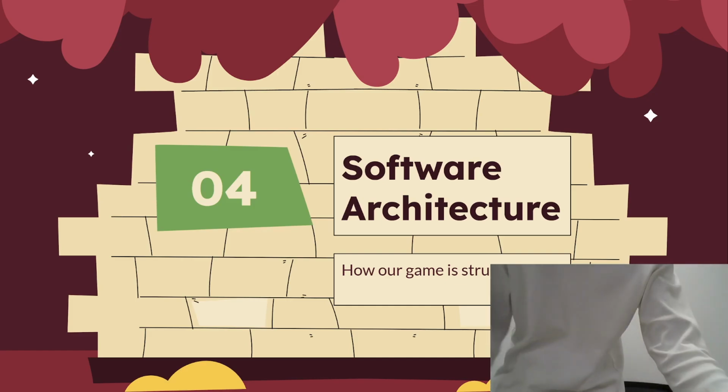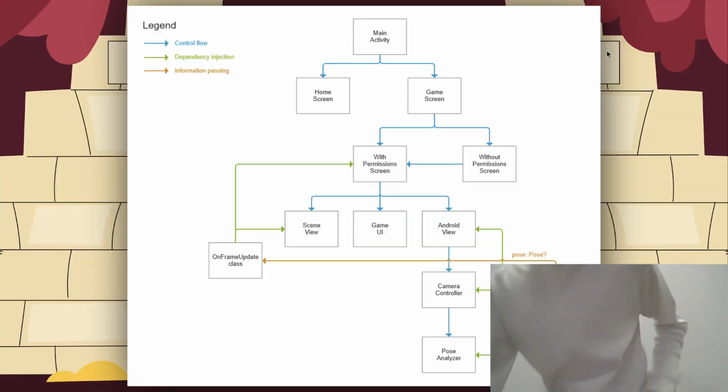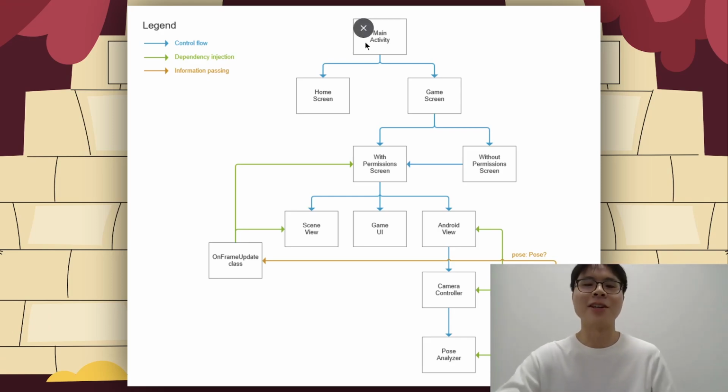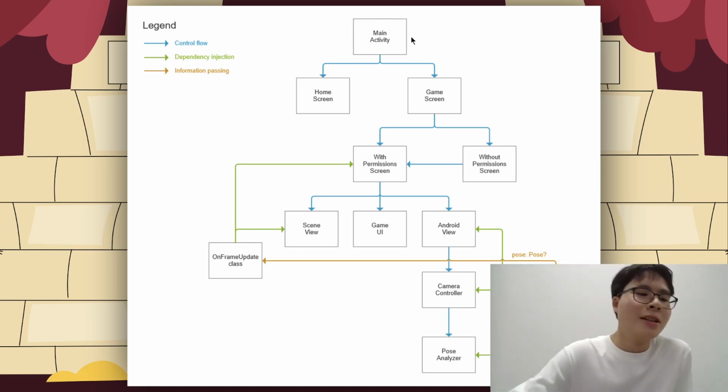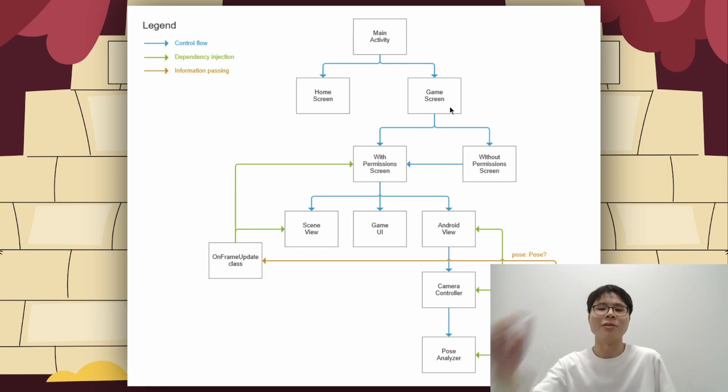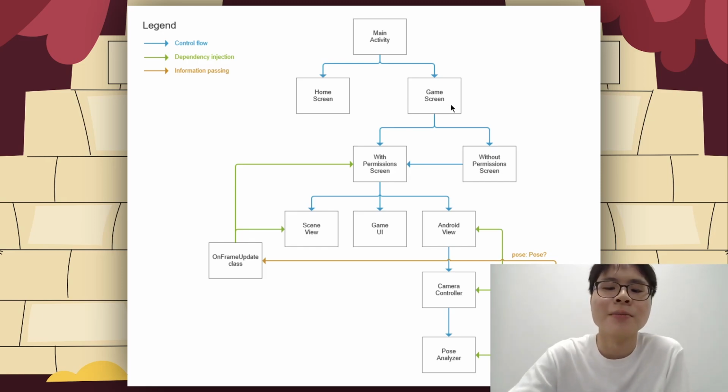Thank you, Solomon. So this is what our architecture looks like in a nutshell. At the top of the hierarchy is the main activity, which is the entry point of our game. Next are the home and the game screens, which contain the main menu and the game respectively.